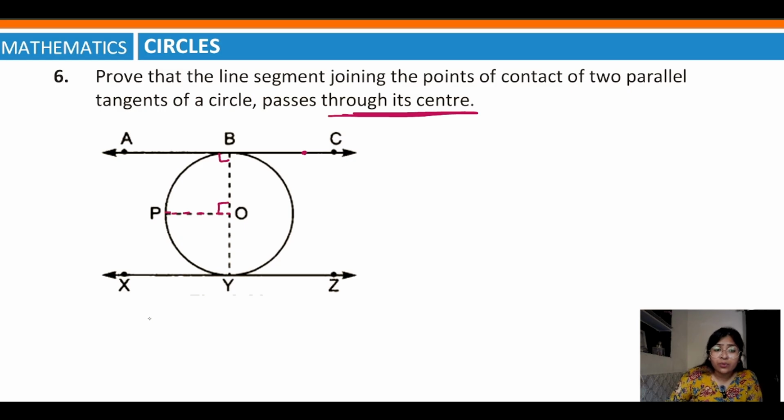Yes or no? By which property? The lines are parallel to each other and this angle is 90 degrees. So this angle is also 90 degrees. Why? Because the sum of co-interior angles is 180 degrees. The sum of co-interior angles is always 180 degrees.